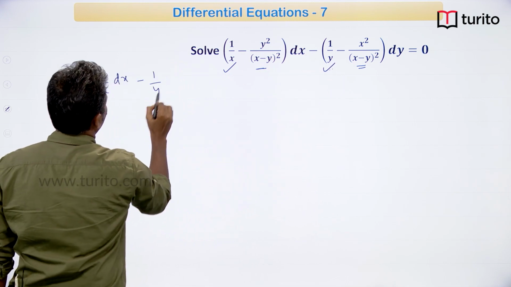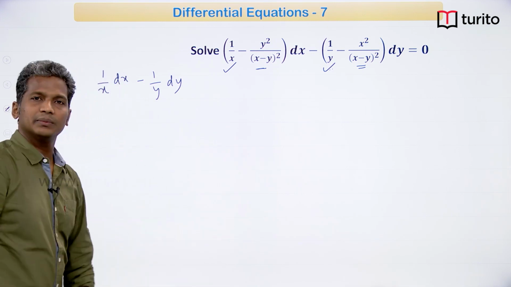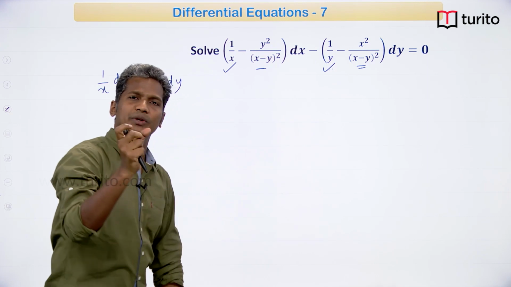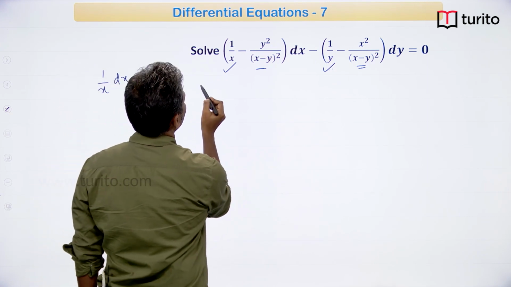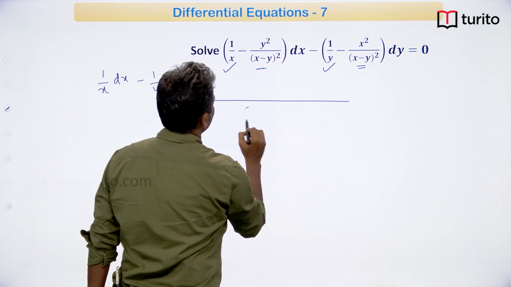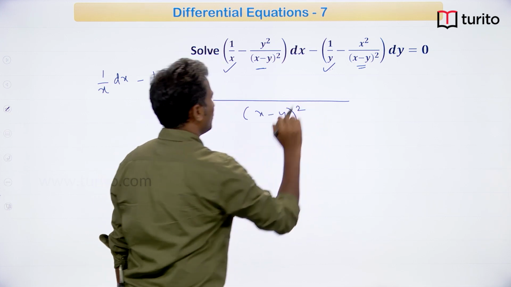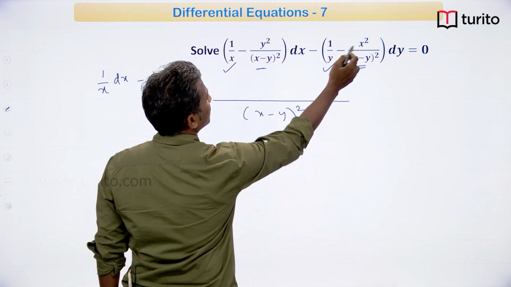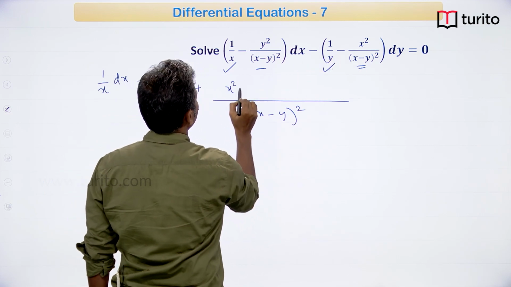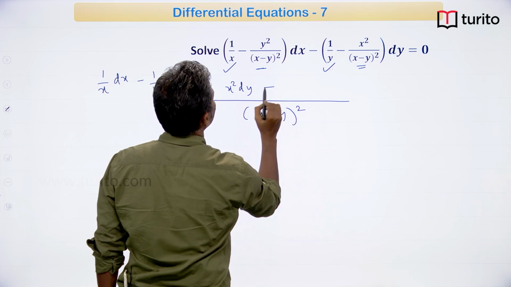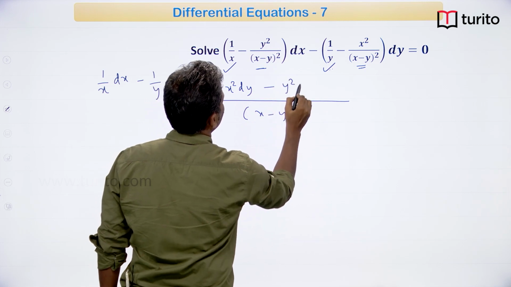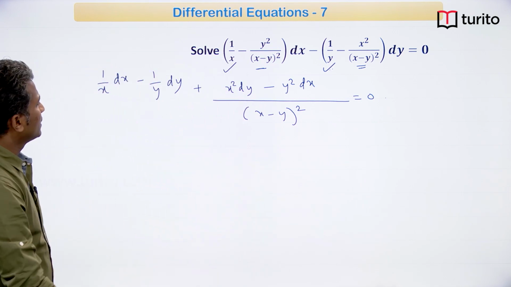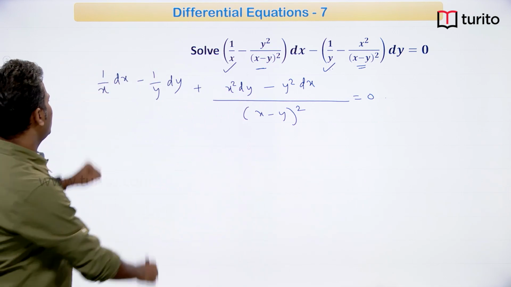Minus 1 by y into dy is also easily integrable, and the remaining both terms have the same denominator. So I will take x minus y whole square common in the denominator. Now, what is coming in the numerator? Here we are getting plus x square into dy, and here we are getting minus y square into dx. This must be equal to 0. Okay, so now this is easy.